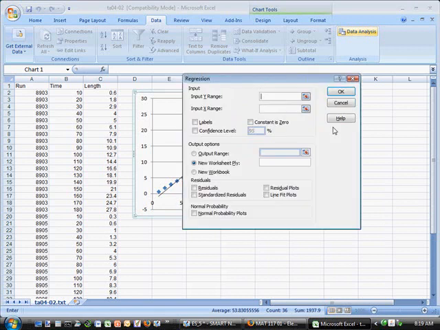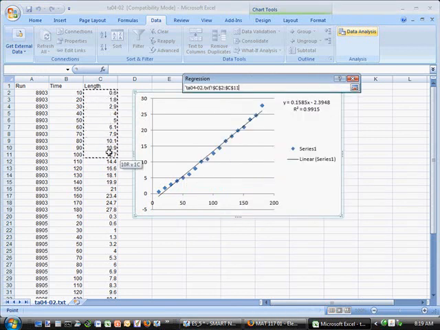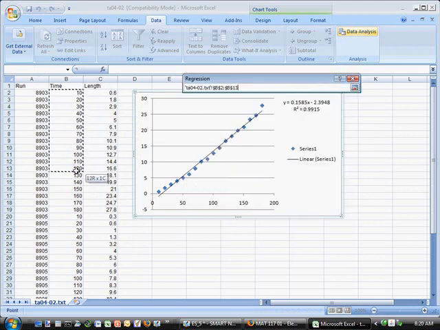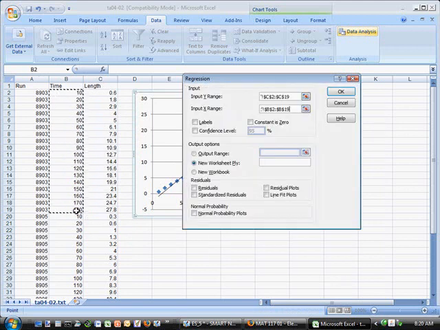Please note there's a separate input for Y range and input for X range. So one at a time. First they want the Y. So that's going to be the length. Then make sure you click in the input for X and then do the drag on that. Okay.